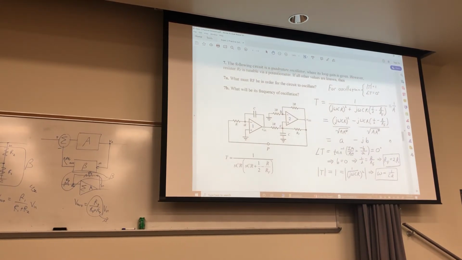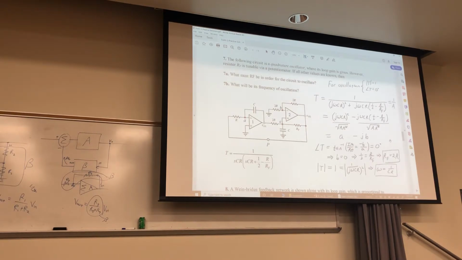Okay, so for number 7, this is one of these oscillator type of problems, right? And you're going to use the Barkhausen criterion, which is for oscillation that the loop gain right here has to be 1. I'm sorry, the magnitude of this has to be 1, and the angle of T has to be 0 degrees or 360. Okay. So it's given to you.